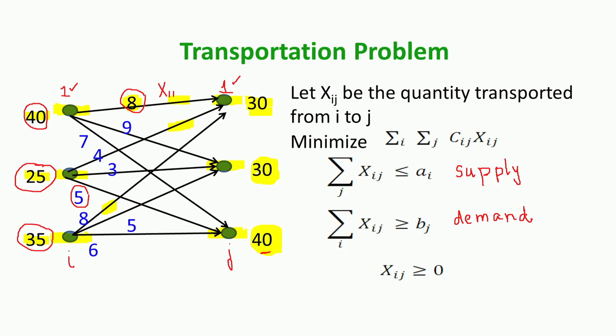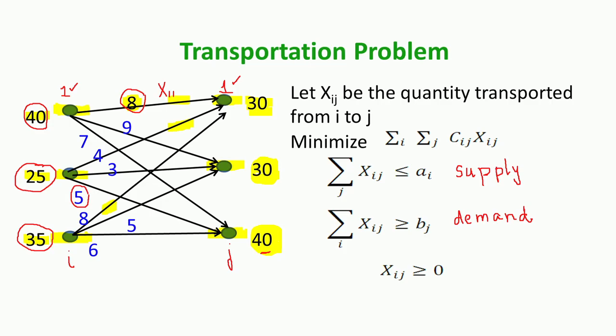At this point we may ask a question, should we transport integer quantities or can the quantities be continuous variables? We are now going to assume that the xij's, which are the quantities transported, are continuous variables to begin with. So this is the formulation of the transportation problem.